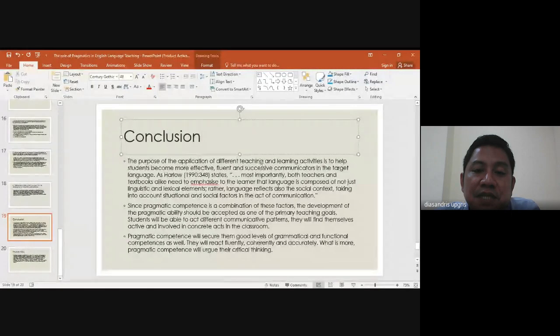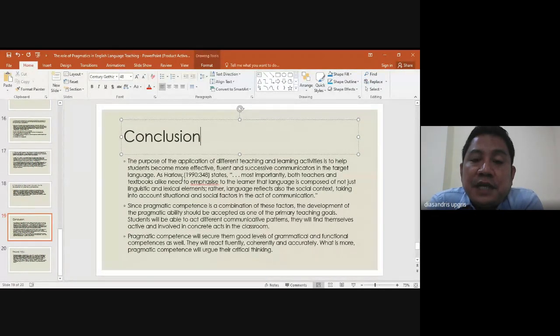The purpose of the application of different teaching and learning activities is to help students become more effective, fluent, and successful communicators in the target language. Jadi sebetulnya tujuannya itu, right? Tujuannya apa sih? More effective, fluent, and successful communicators in the target language. Harlow states, most importantly, both teachers and textbook alike need to emphasize to the learners that language is composed of not just linguistic and lexical elements, rather language reflects also the social context, taking into account situational and social factors. Jadi mengajarkan bahasa itu tidak selalu serta-merta hanya linguistic and lexical context, right? But then also situational and social factors.